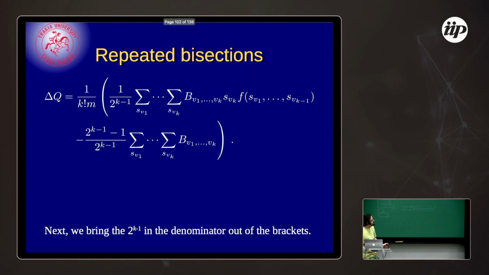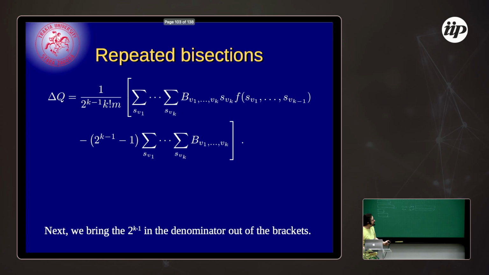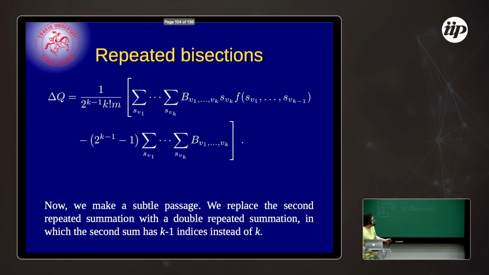Okay, fine. Then here we have 1 over 2 to the k minus 1 here, and 1 over 2 to the k minus 1 there, and we bring it out. We factor it out. Okay, see? Now we have this first piece and this second piece that has 2 to the k minus 1 minus 1. Okay, very good.